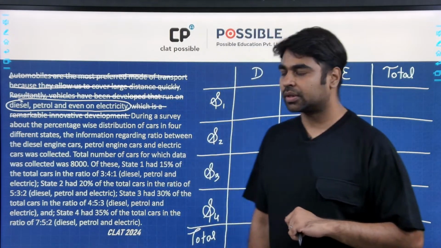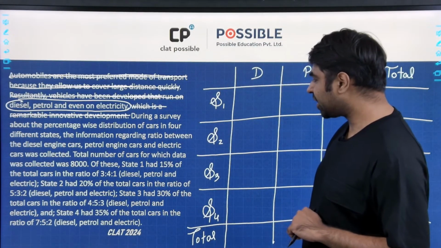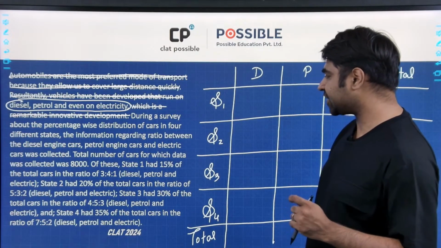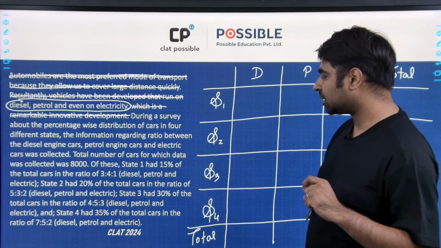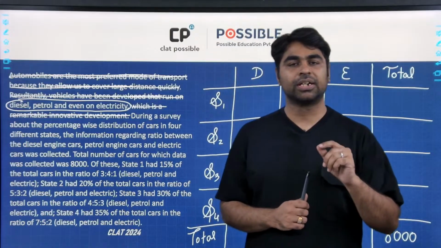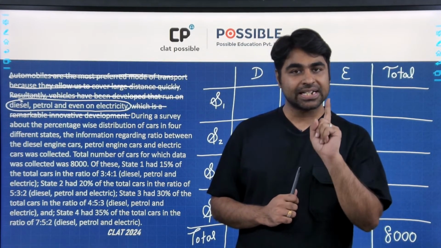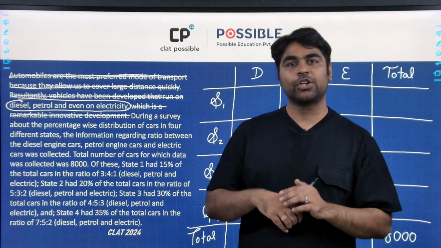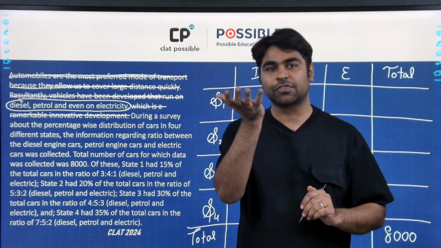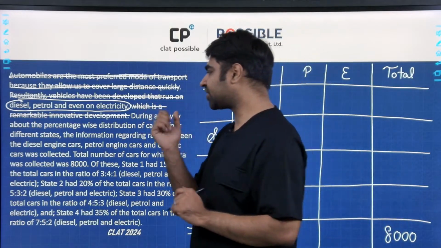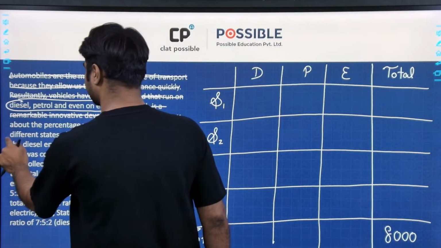Now, of these, state 1 had 15% of the total cars. So first thing is you have to find out the change percentage is given to you. So what is the concept used here? Change percentage is given to you. You have to find out the value in terms of change. You have to give me the change value. So what was given to you in this particular question?